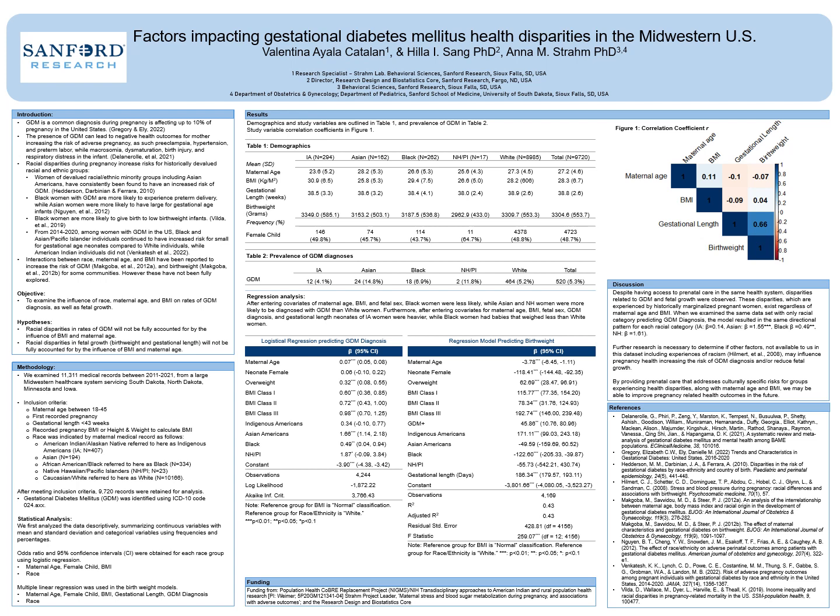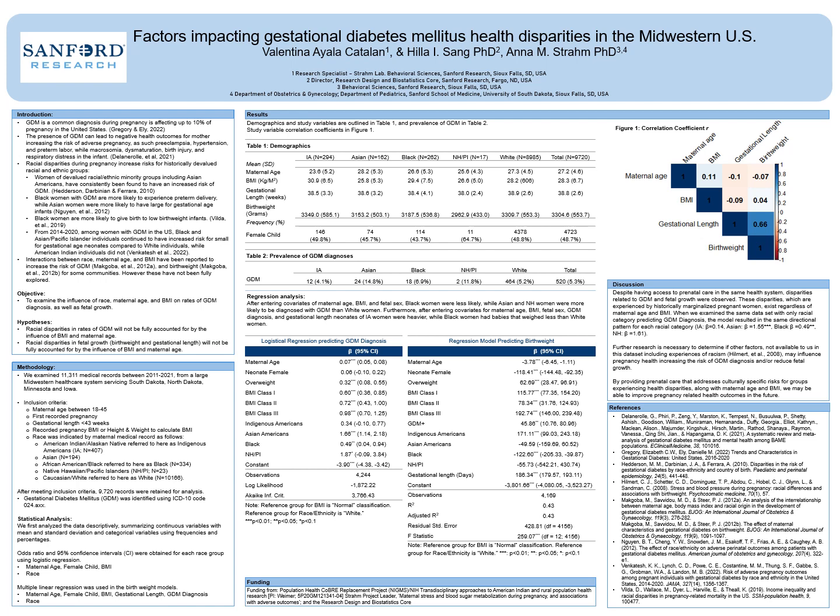In conclusion, despite having access to prenatal care in the same health system, disparities related to gestational diabetes and fetal growth were observed. These disparities, which are experienced by historically marginalized pregnant women, exist regardless of maternal age and BMI. When we examine the same data set with only racial categories predicting gestational diabetes diagnosis, the model resulted in the same directional pattern for each racial category.